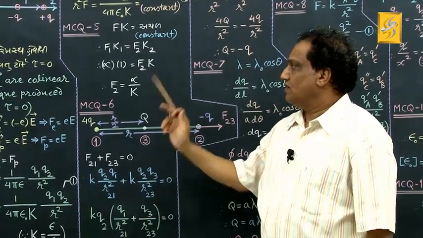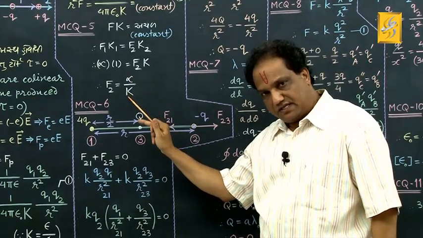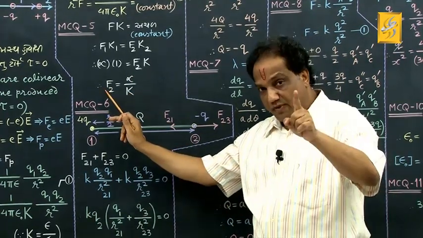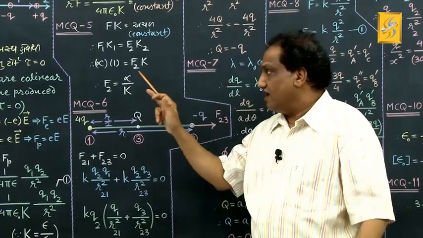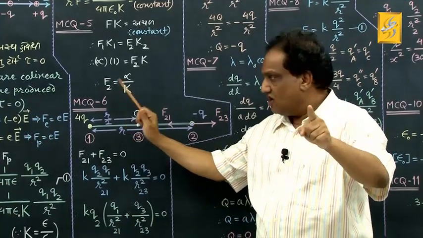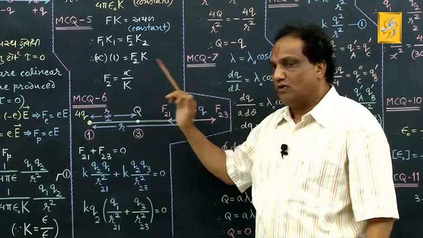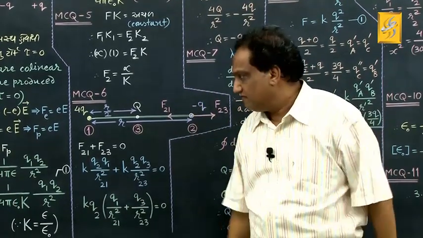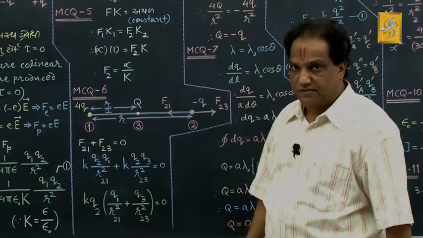Now find out F2, transfer this. So it is alpha upon K, correct? So the new Coulombian force will be 1 upon K times, or the kth part, of the initial Coulombian force. Got it? Fine. Now kindly read this statement of MCQ number 6.